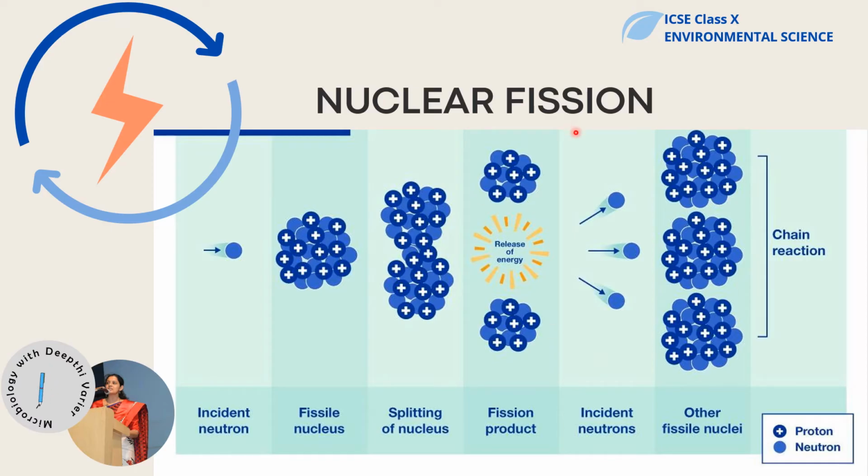What are we doing here? We're taking an atom and we are splitting that atom to generate energy. That's why it's called nuclear fission. This has its own advantages and disadvantages. Though nuclear fission is being used around the world in some power reactors, it has its own pluses and minuses. Let's see what those are.